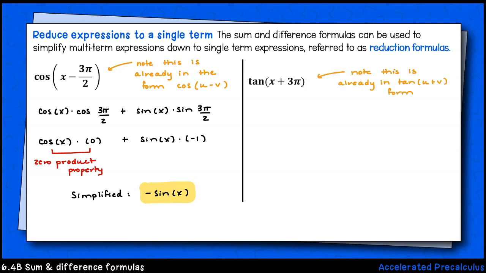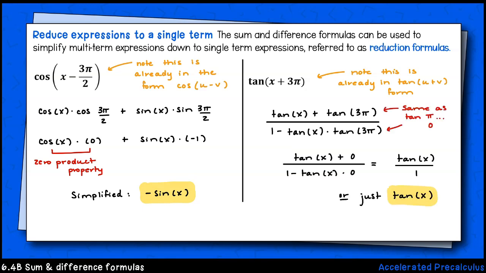On the right, we have a tangent expression taking the form tangent of u plus v. Using that tangent sum formula, we'll expand it out. Note that tangent of 3 pi is equal to 0. Simplifying both the numerator and denominator, we end up with just tangent of x.